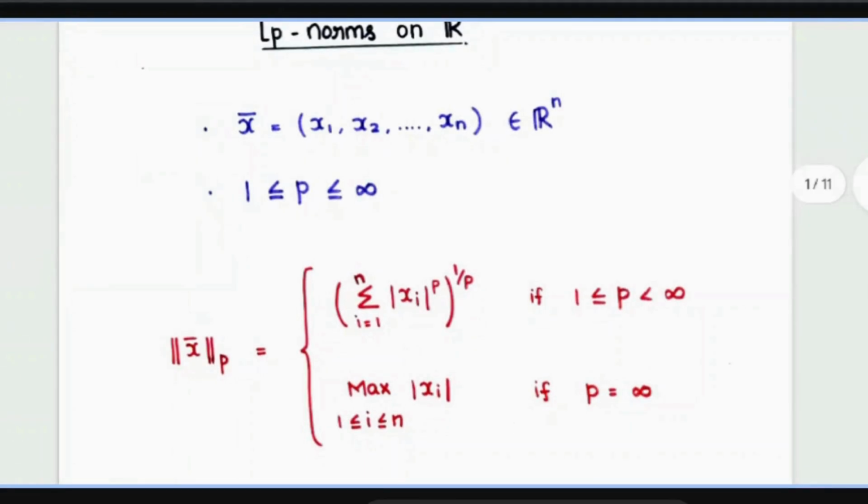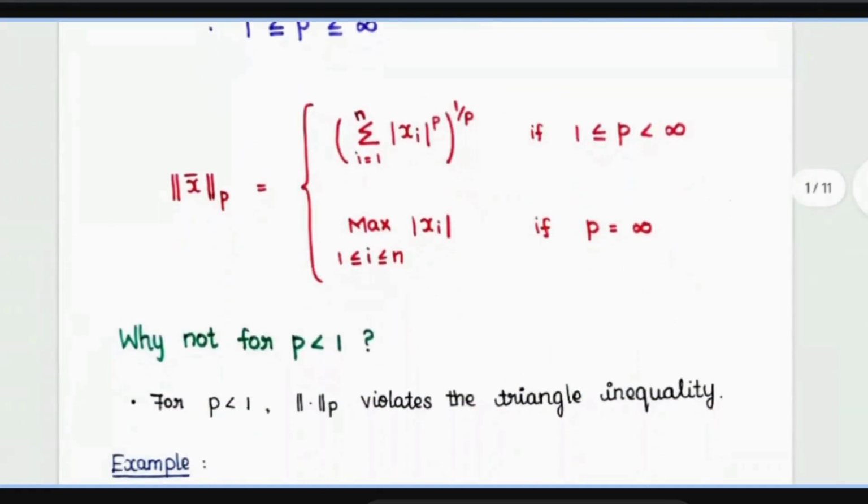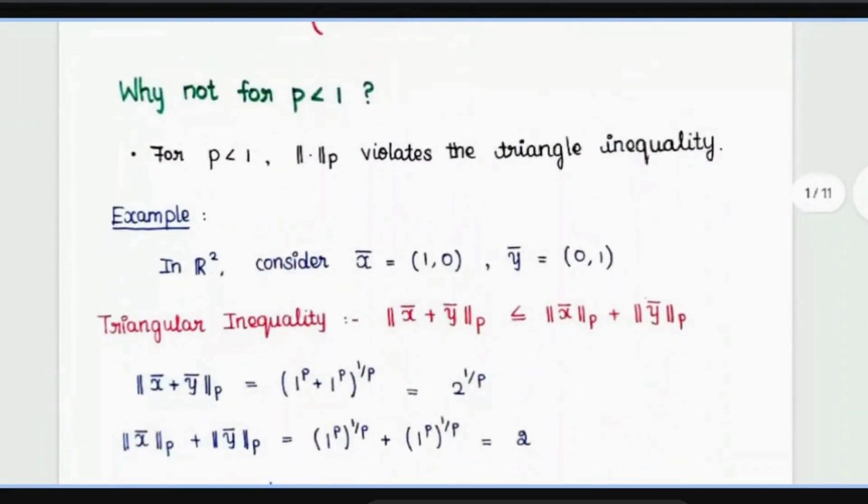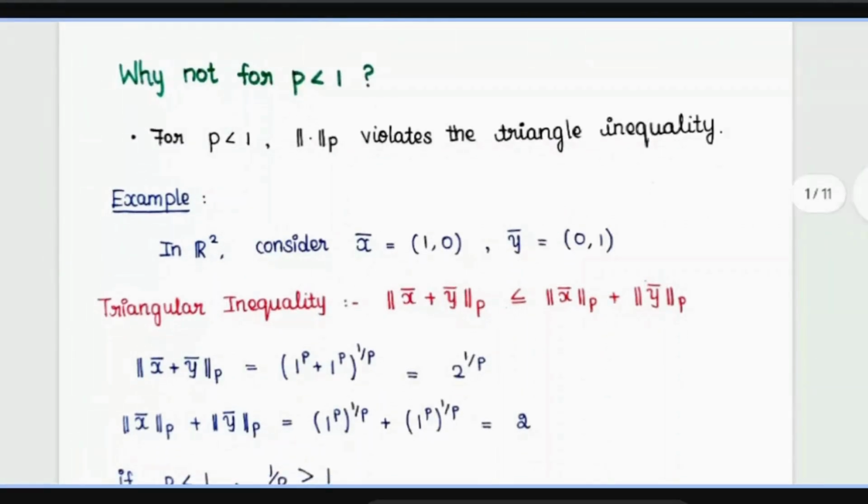Now we defined the norm for p greater than or equal to 1 and less than or equal to infinity. So why can't we define it for p less than 1? What will happen if we define a norm like this for p less than 1? If you are defining a norm on a vector space, it should satisfy 4 properties. But in the case of p less than 1, it will violate one of the norm properties called the triangle inequality. Let's see with an example.